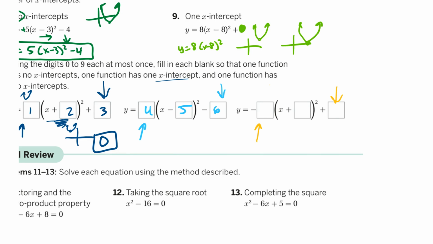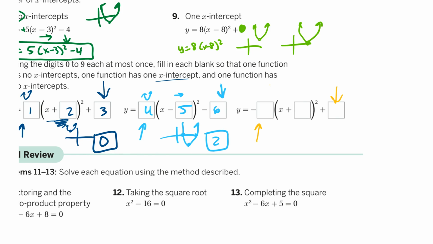And we will see how many x-intercepts it gives me. Because this is positive, that means that it's pointing up. We're shifting 5 units to the right and 6 units down. So in this case, I go 5 to the right, 6 units down, and since it's pointing up, I see that that's giving me 2 x-intercepts.